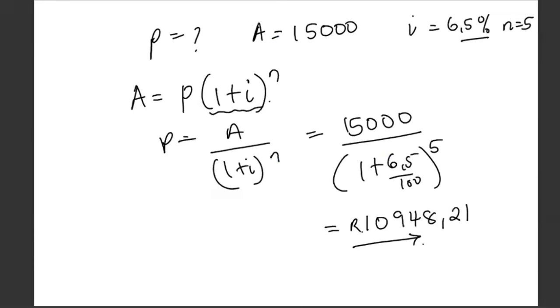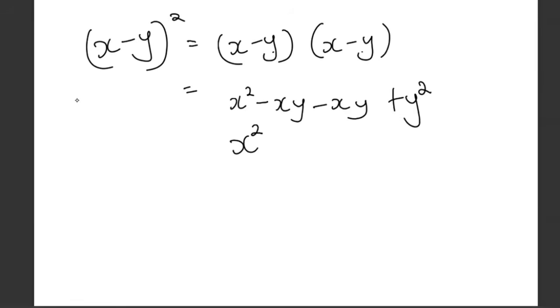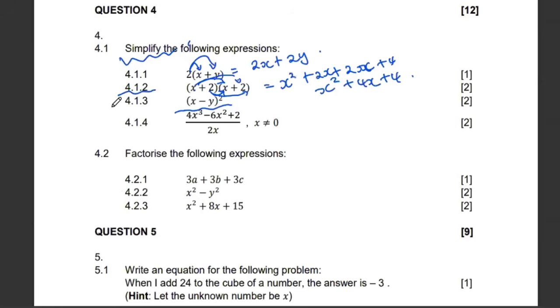And then we have x minus y squared as the next question. So this is a square bracket, which is the same as x minus y times x minus y. When you open that bracket, x and x is x squared, x and y is xy, y and x is minus xy, negative y and negative y, it's plus y squared. So that's x squared, this gives us minus 2xy plus y squared. So that becomes the final answer for that particular question.